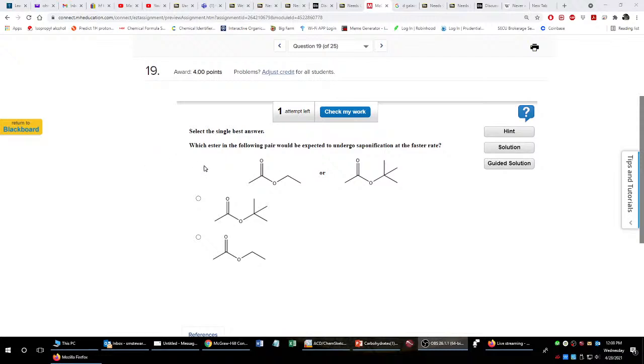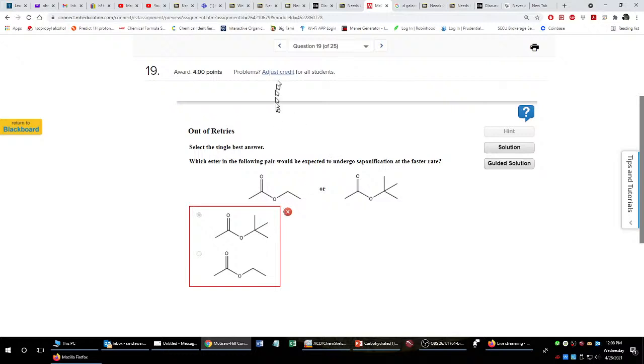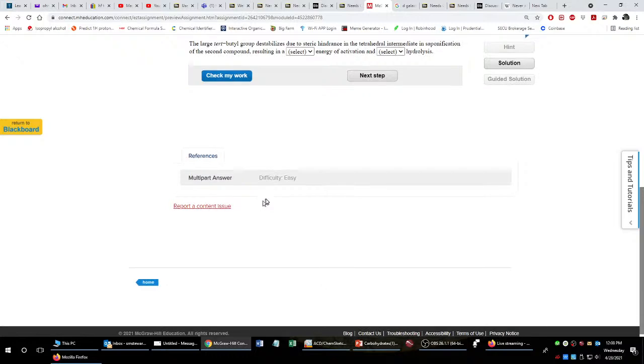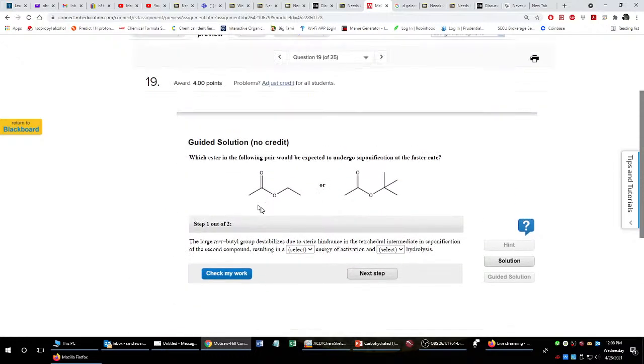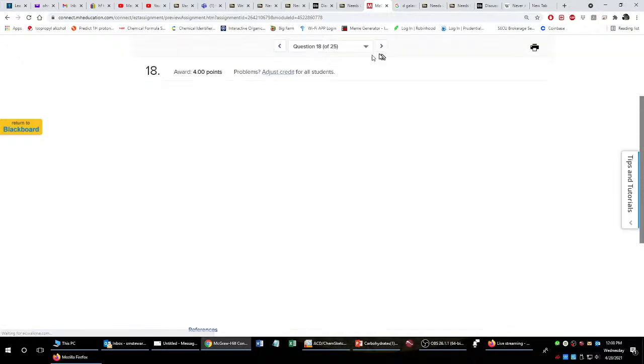We would go saponification at the faster rate. Your tertiary alcohols here, which will be the initial ones formed, they're a lot more stable than your primary alcohols. So my argument is going to be this one. We'll see if I'm right. Nope, obviously the other way. Let's see what they say. What in the world?